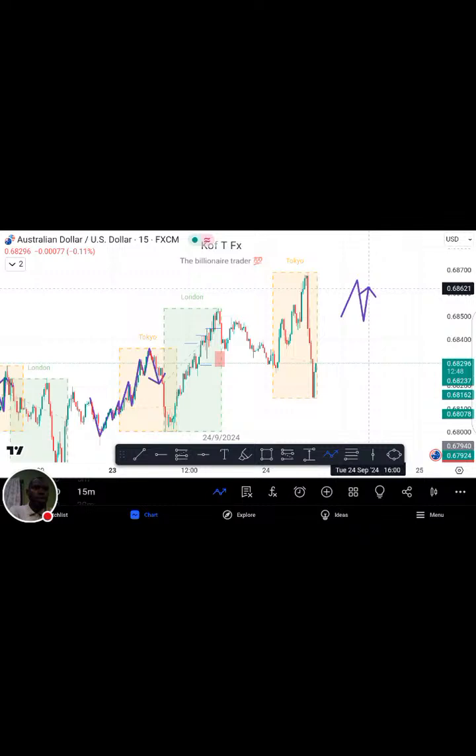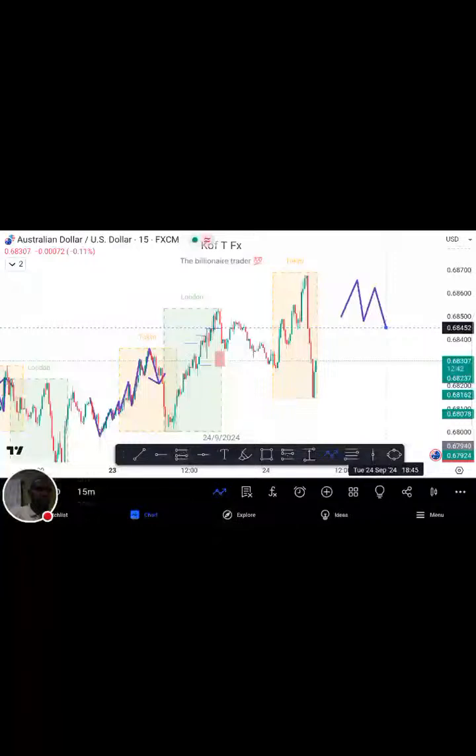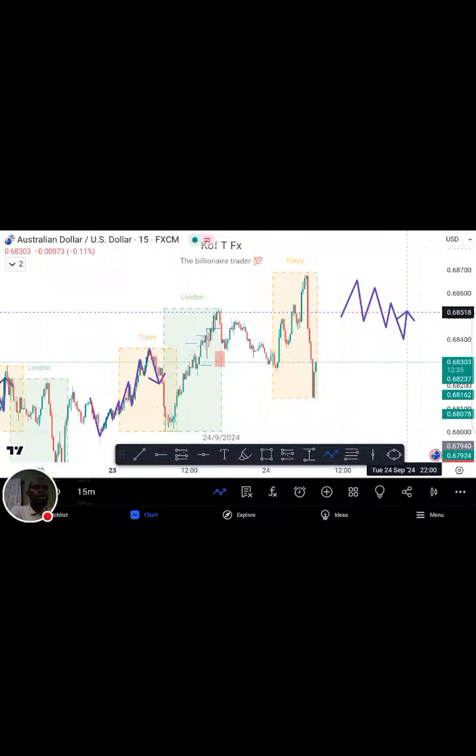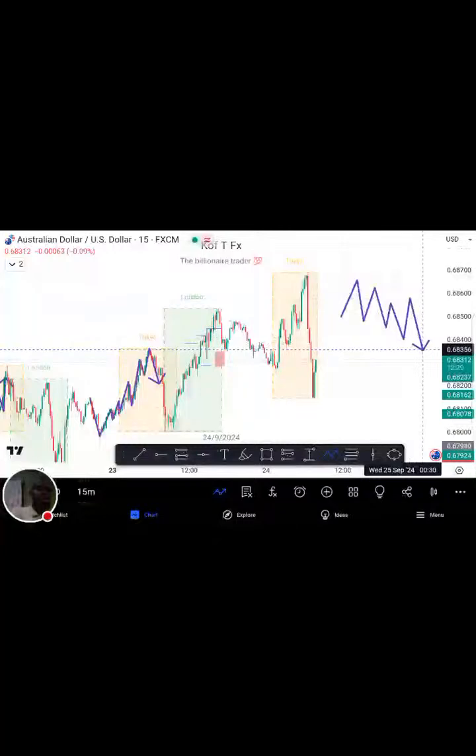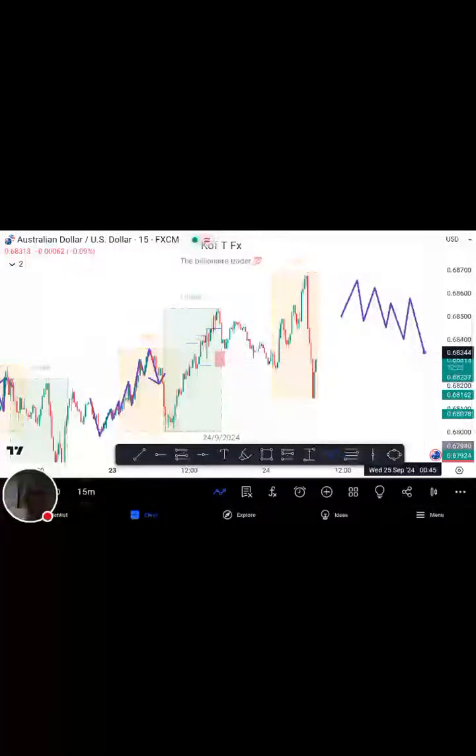I want to have this break of structure, another break of structure, making two. Then price should take out the high of the second break of structure to have another break of structure. So now we have three break of structure, and this must happen before the London session, before 8 a.m.